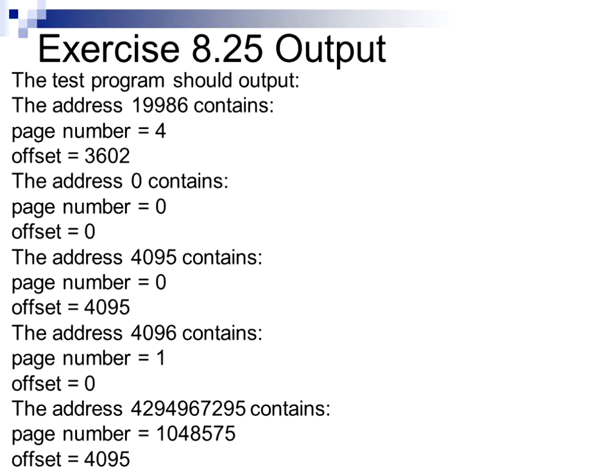So if we have a virtual address of 19986, what's the page number? Okay, and your book says that'll be page number 4. How do you figure that out given this virtual address? And what is the offset? How far into that page number 4 do we need to go to get to this address in memory? Okay, 3602. So what this is basically saying is the virtual address here translates into page 4 offset 3602.